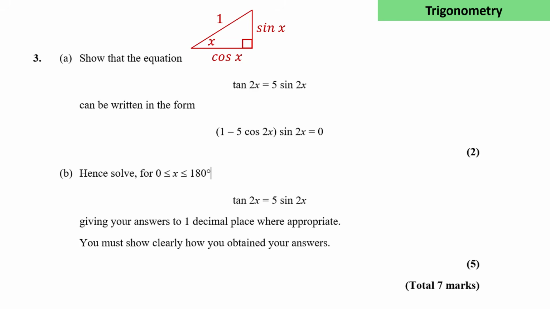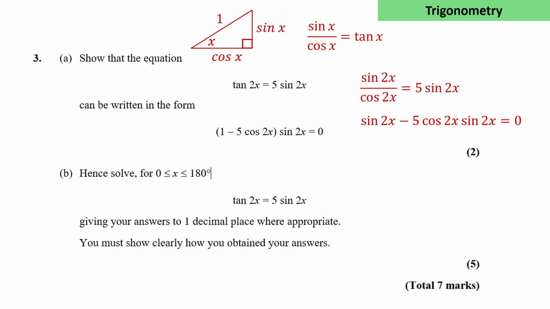Here we can see that the tan of x will equal sine x over cos x. So the tan of 2x will be sine 2x over cos of 2x. So we write sine 2x over cos 2x equal to 5 sine 2x. We multiply both sides by cos 2x and rearrange it to get sine 2x minus 5 cos 2x sine 2x equals 0, which when we factorise it, taking out the common factor of sine 2x, gives us the form requested.